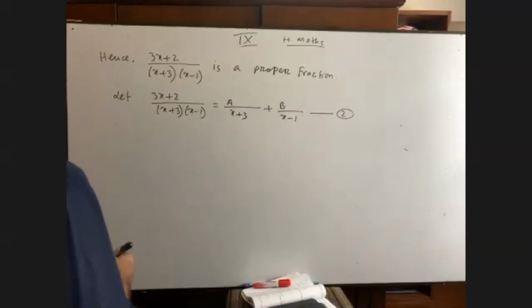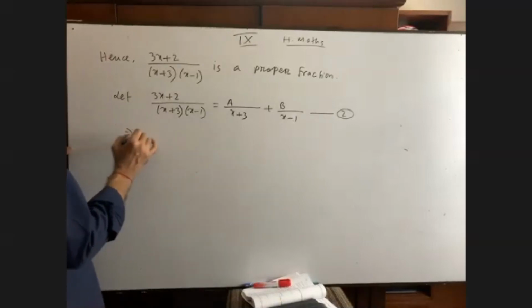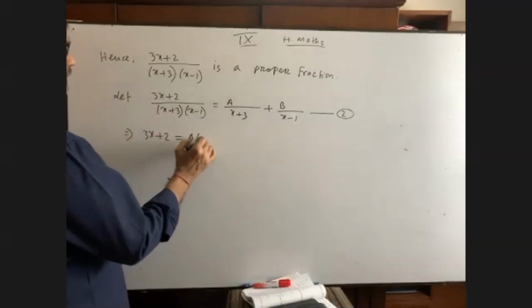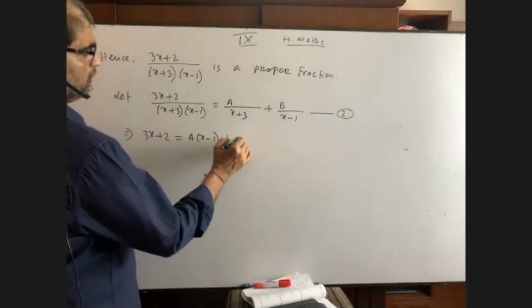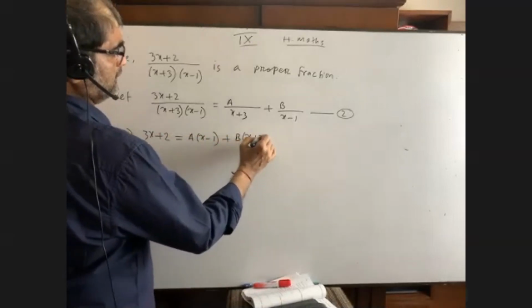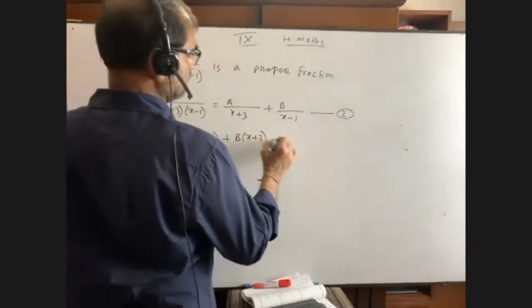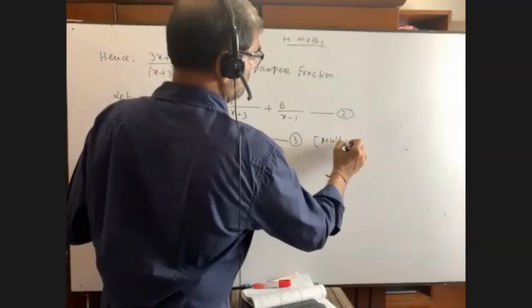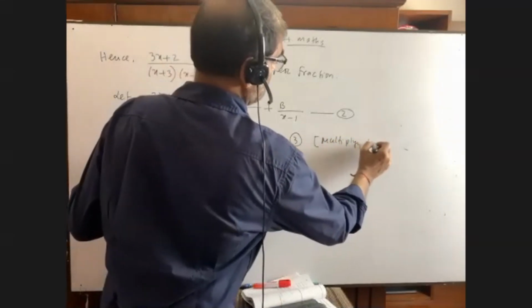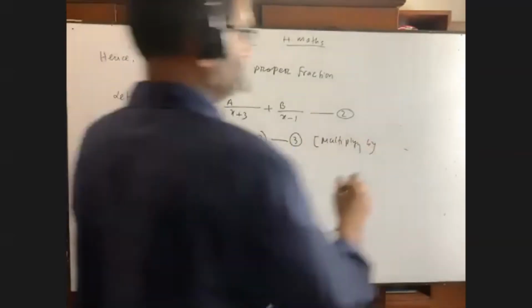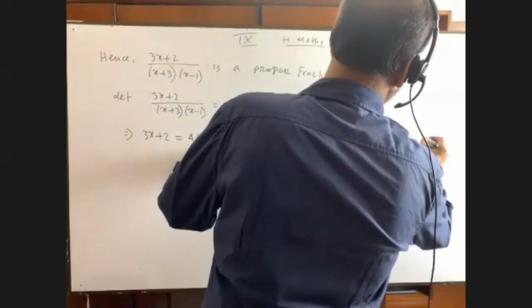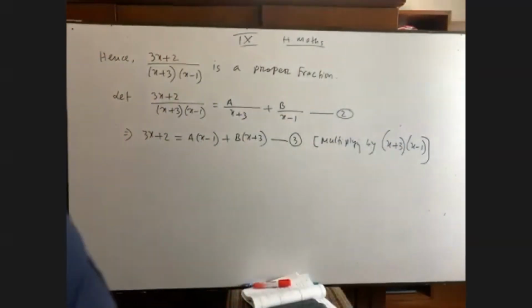What should we write now? Implies that 3x plus 2 is equal to a into x minus 1 plus b into x plus 3. Side note, it is 3. Side note, multiplying by x plus 3 x minus 1. Now what should we do? I think you can do it now, right?